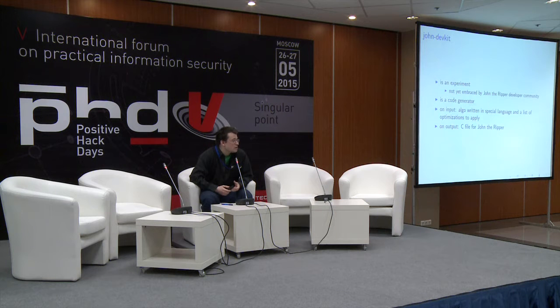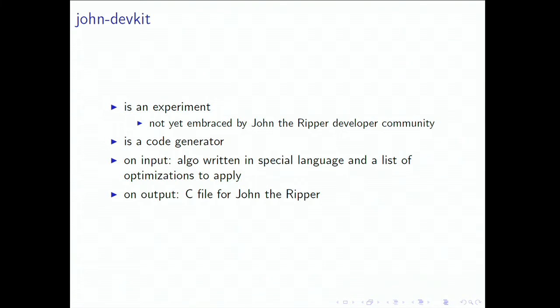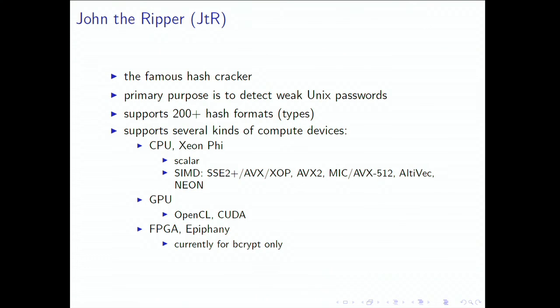So, John Dev Kit is the experimental code generator. It's kind of a global experiment. The results of it have not yet been integrated into John the Ripper. At the entry, this code generator gets the description of the algorithm in a specific language and also the file with the settings of how to optimize that algorithm. In the end, we get the pure source for John the Ripper.